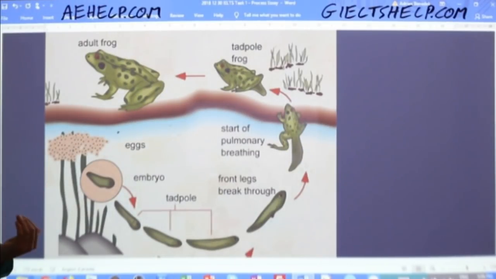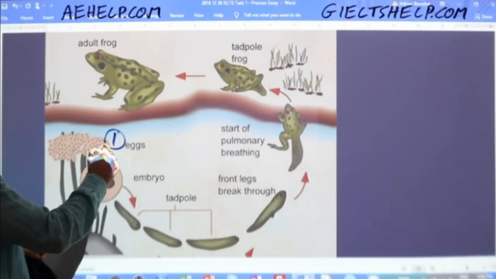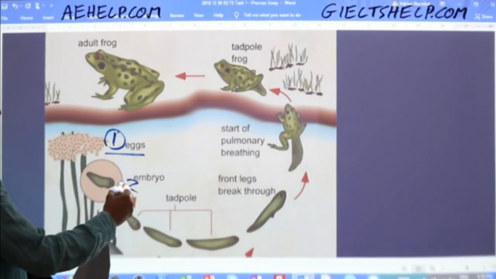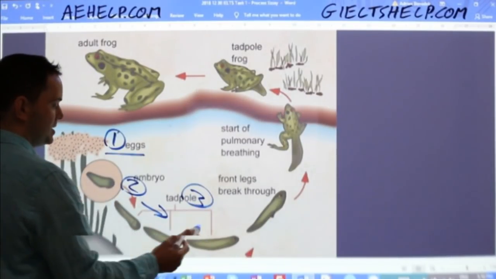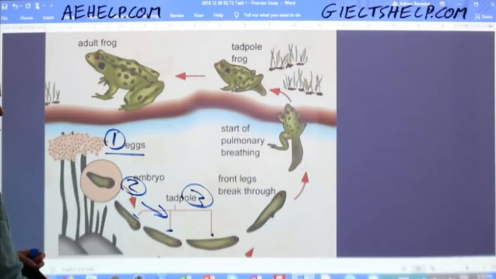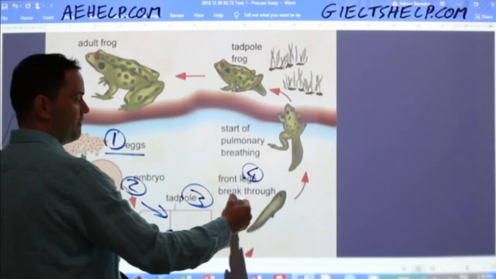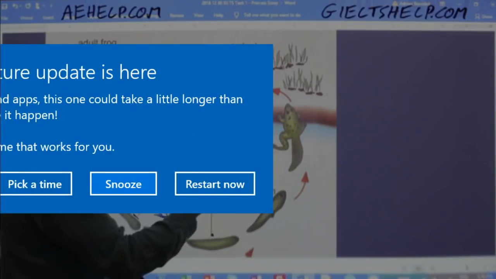If you start here or start here, I think it's possible, but it's a little bit more difficult. Choose the easy path. You still have task 2 ahead of you, so don't make yourself write from a difficult position. I think here, as I mentioned, the easiest place to start is number 1 with the eggs, and then go to number 2, the embryo, then 3, the tadpole stage. We see that's got 3 points. Then go to 4, the front legs breaking through, pulmonary breathing, right? So the lungs.